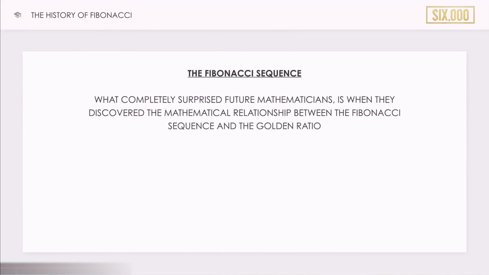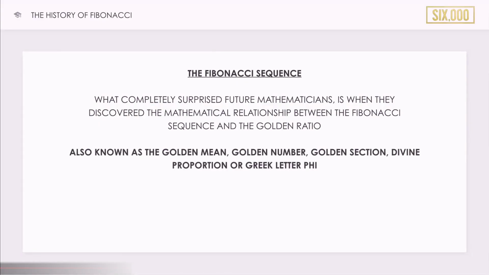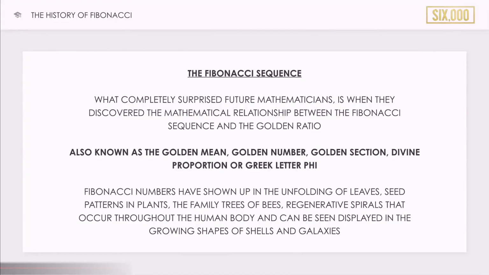What completely surprised future mathematicians is when they discovered the mathematical relationship between the Fibonacci sequence and the golden ratio, which is 1.618. This is also known as the golden mean, golden number, golden section, divine proportion, or Greek letter phi, which we have defined previously. Fibonacci numbers have shown up in the unfolding of leaves, seed patterns in plants, the family trees of bees, regenerative spirals that occur throughout the human body, and can be seen displayed in the growing shapes of shells and galaxies.